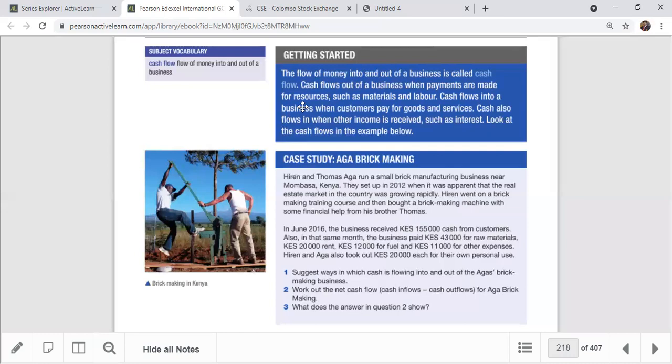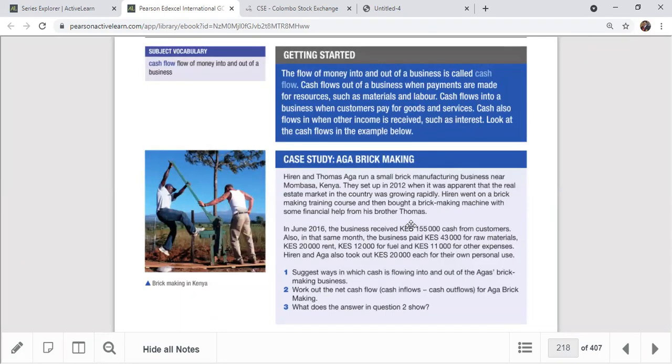So cash flow is money into and out of a business. Cash flows out of a business when payments are made for resources such as materials and labor. We always have to pay for those things: material, labor, overheads, insurance, electricity, water bills, utility bills, telephone bills, everything. Cash flow into a business means when customers pay for goods and services. That's the main income for a business, customer payments for sales. Sometimes cash flow can also come from bank loans, bank interest, or other income such as rent income.